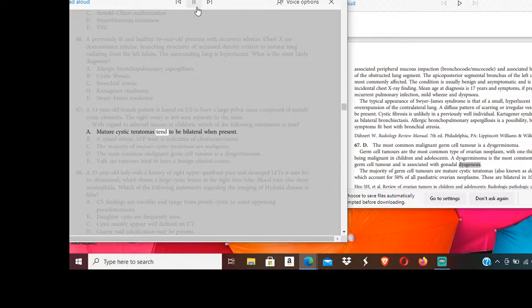A. Mature cystic teratomas tend to be bilateral when present. B. A raised serum AFP level is indicative of choriocarcinoma. C. The majority of mature cystic teratomas are malignant. D. The most common malignant germ cell tumor is a dysgerminoma. E. Yolk sac tumors tend to have a benign clinical course.